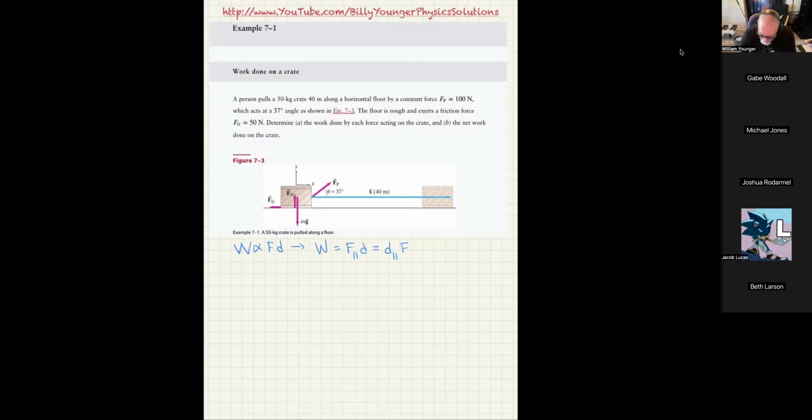So part A, they said the work done by each force acting on the crate. From the free body diagram, you have the summation of the forces in the y direction equals mass times acceleration in the y direction. But in this case, we're not expecting this box to jump up and down. It's pretty much going to have the same height all the way along, sliding along this floor while we're pushing it. So the acceleration in the y direction is equal to 0.